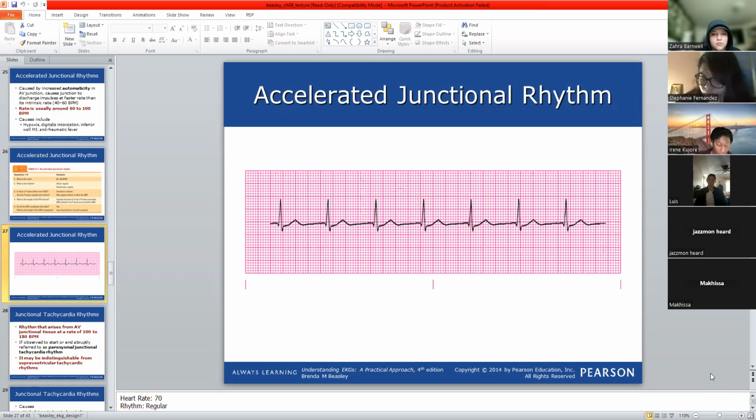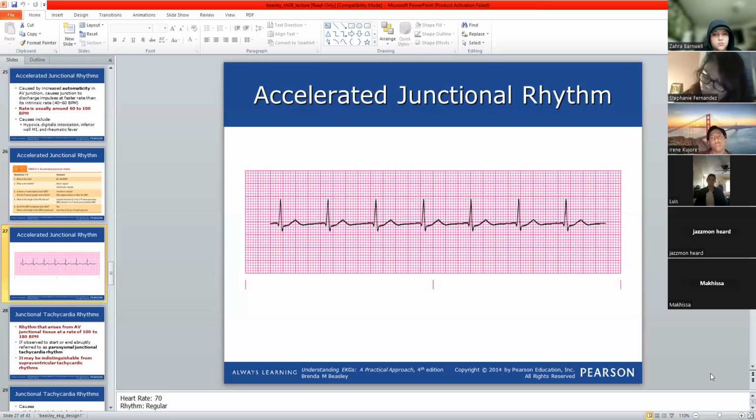Atrial. Regular. Regular, correct. Yeah. So to describe the rhythm is either regular or irregular. You're not going to mention anything like narrow. This is not the description for the rhythm.